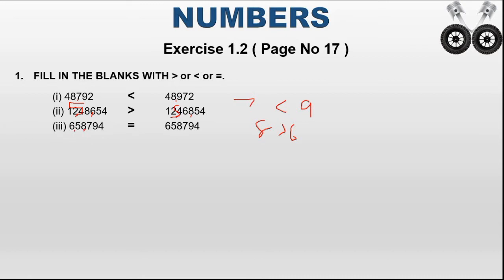6,58,794 and here I am having 6,58,794. First I have to compare the digits. So both are having 6 digits. So next I have to compare the numbers. Both are having the first digit same, second digit same, third digit same, and then fourth digit also same, fifth digit same, and then the last digit is also the same. That means both the numbers are equal.